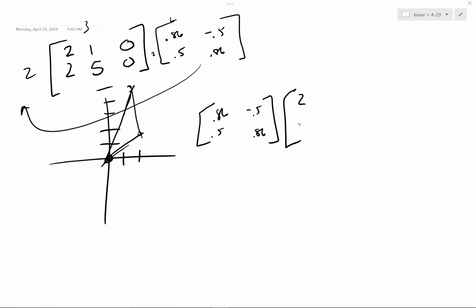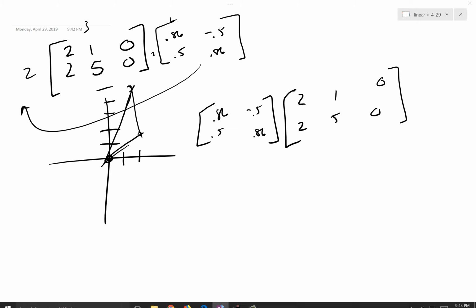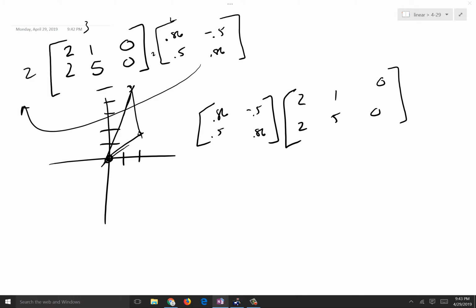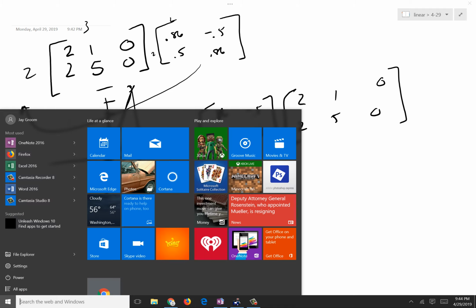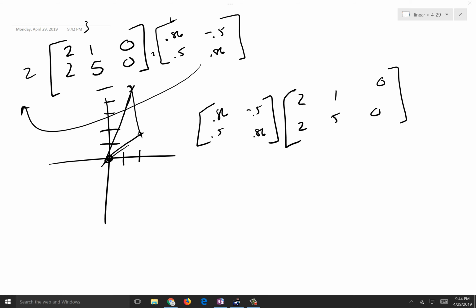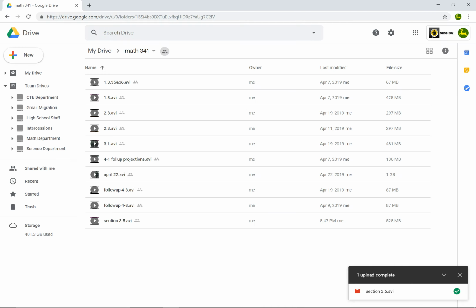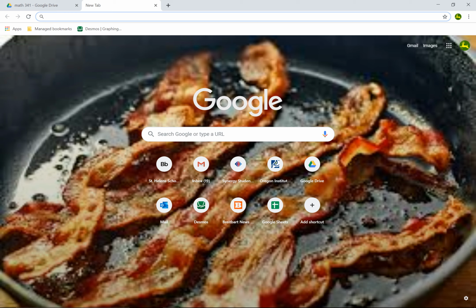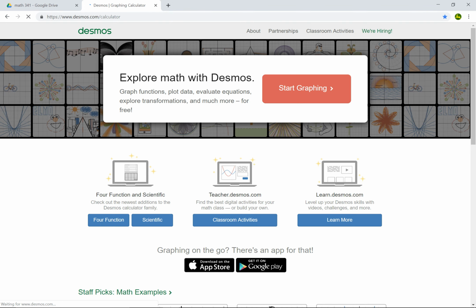What would I get? I don't know. Well, I'm doing something to this triangle, so I better end up with another 2 by 3. And those 2 by 3s would be kind of the same place they are currently. Let's decide which way I want to do it. I'll do it in Desmos, I guess. Desmos.com. Let's go.